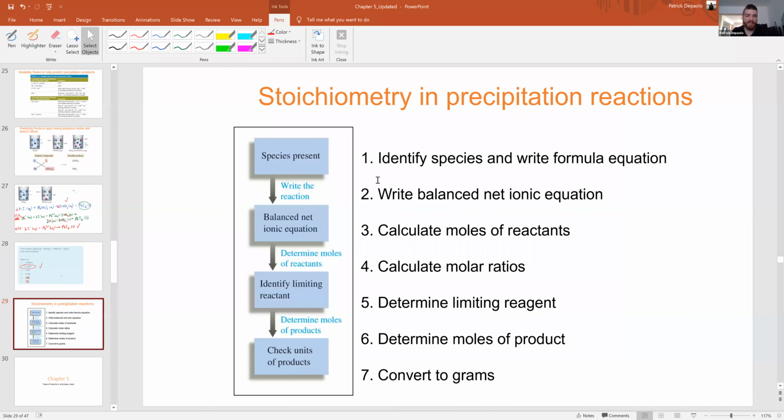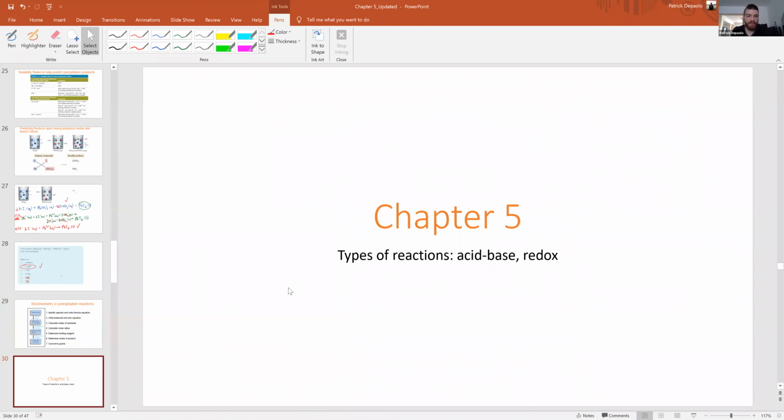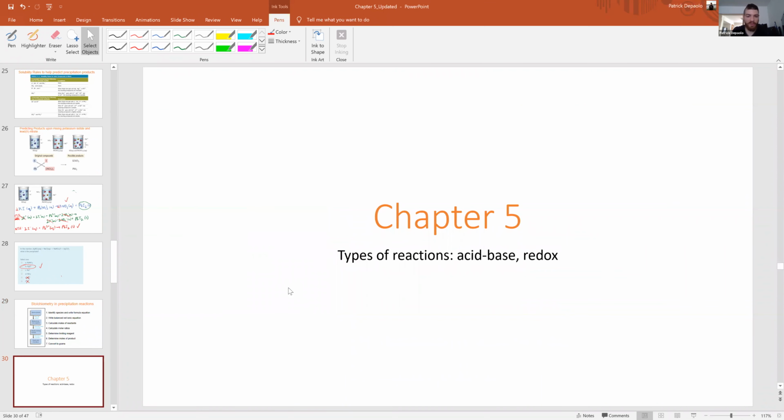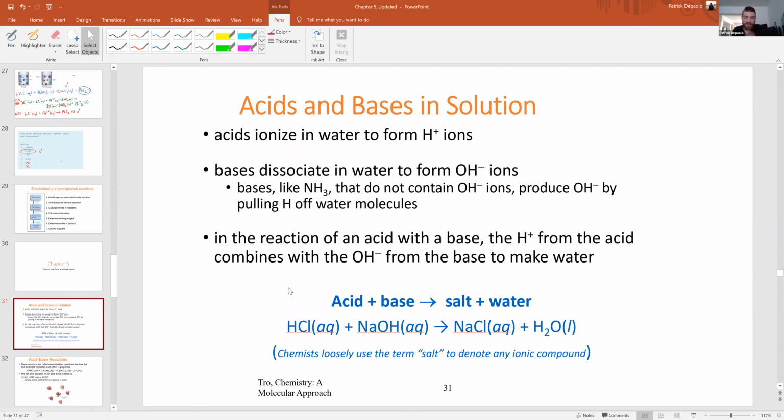Okay, don't worry about this slide. This is just saying you can use everything we just learned to do stoichiometry like we learned with limiting reactant and things like that. I don't know when you learned it, but you know limiting reactant already, so whatever.